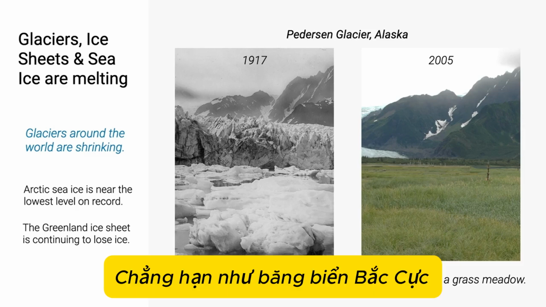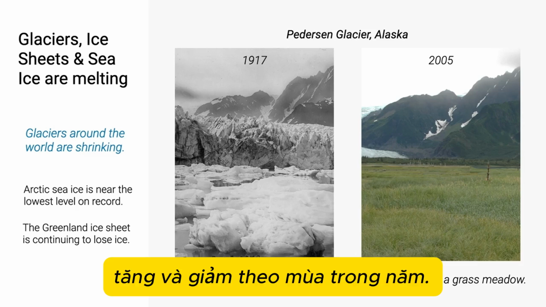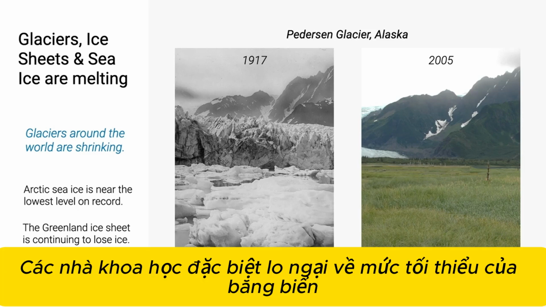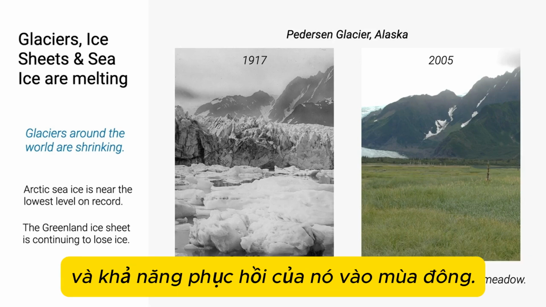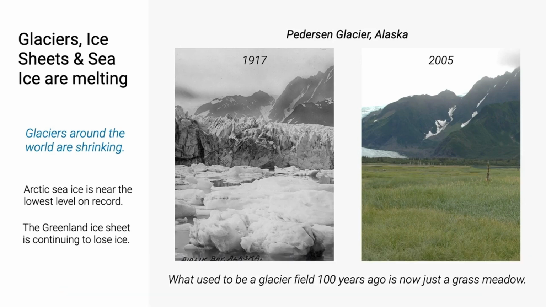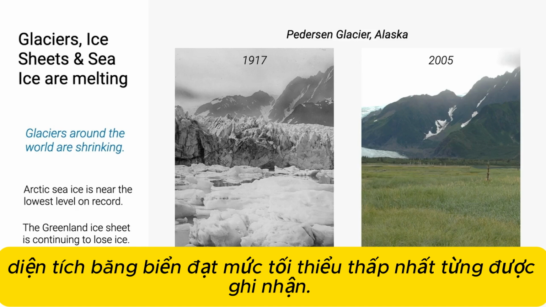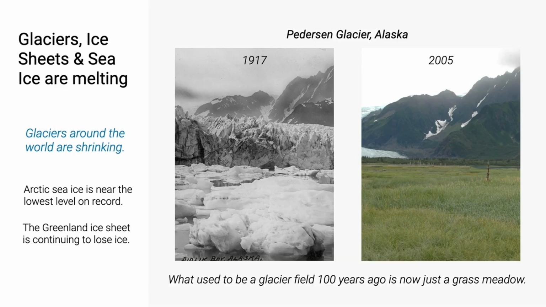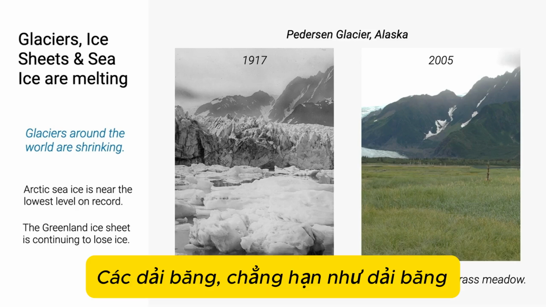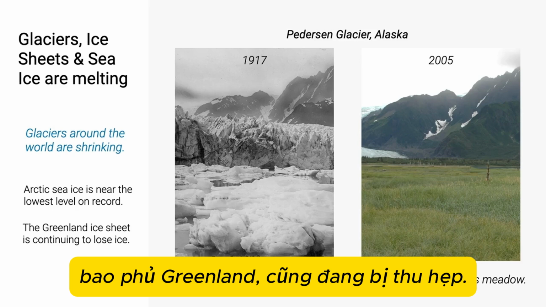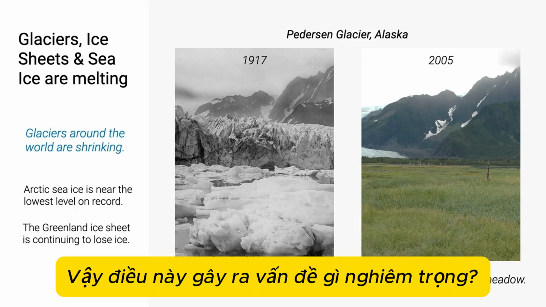Arctic sea ice, for instance, grows and shrinks every year with the seasons. Scientists worry about the minimum in sea ice and its ability to recover during the winter months. Unfortunately, in 2019, the minimum in ice extent was the lowest ever recorded. Ice sheets, such as the one covering Greenland, are also shrinking. So how much of a problem is all this?